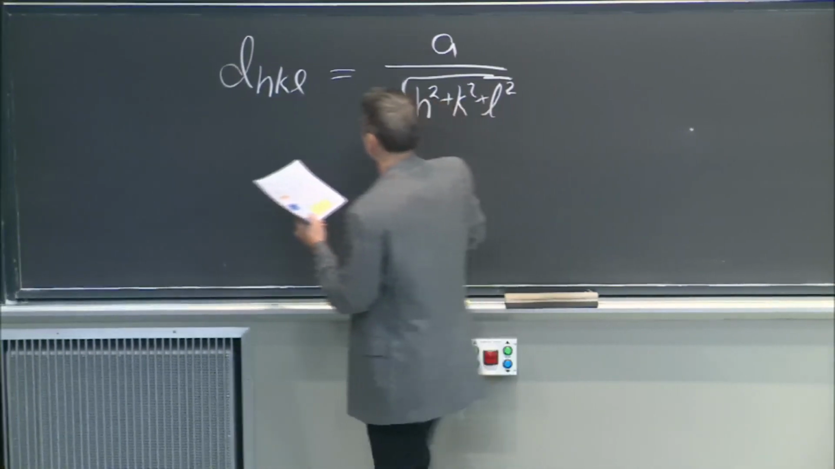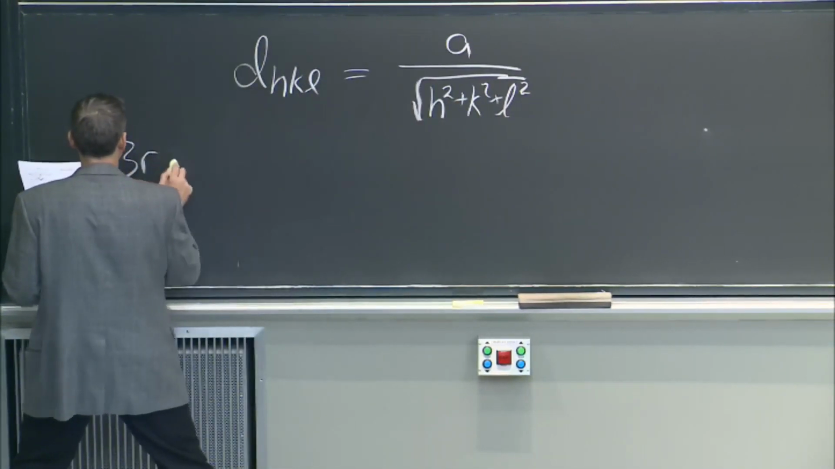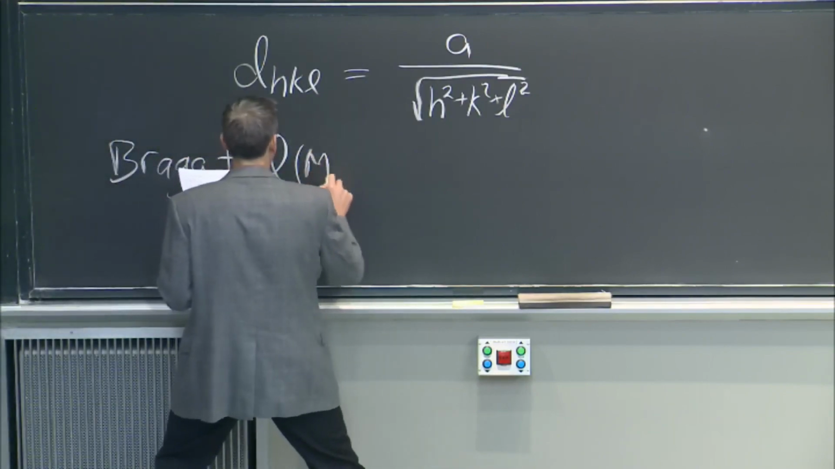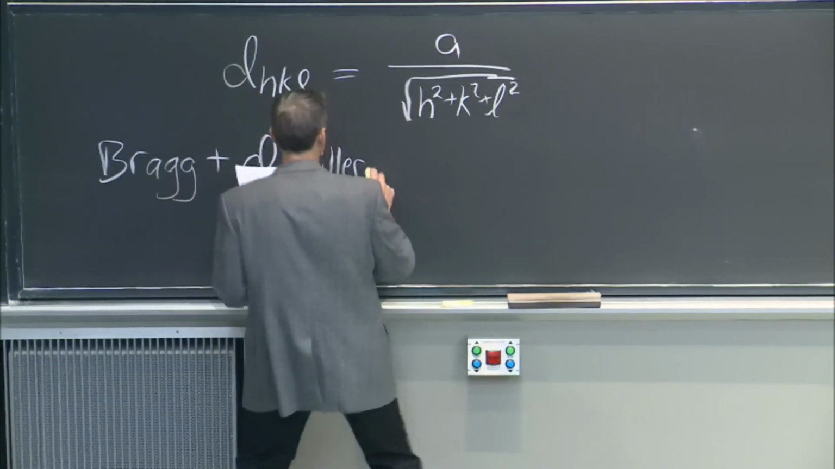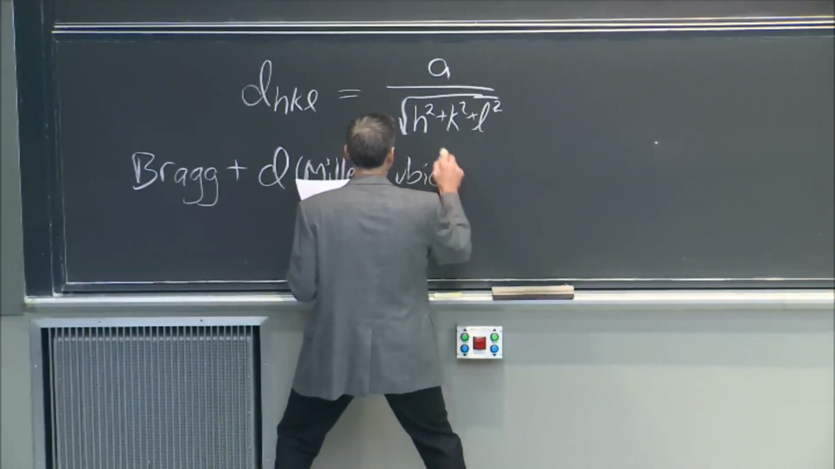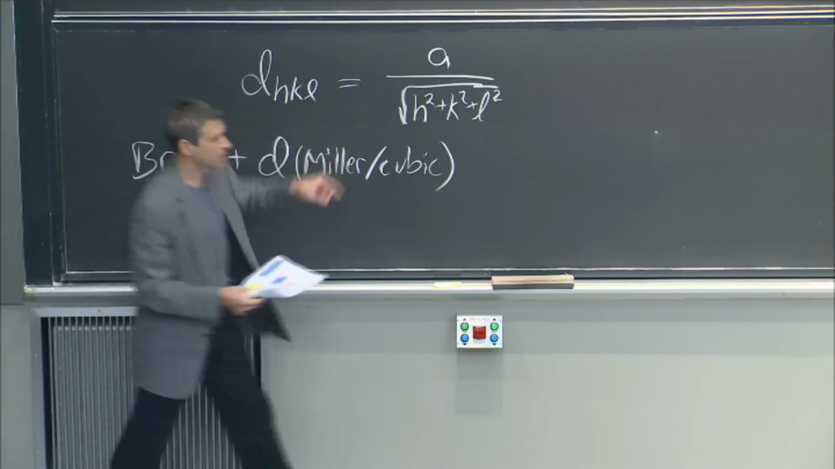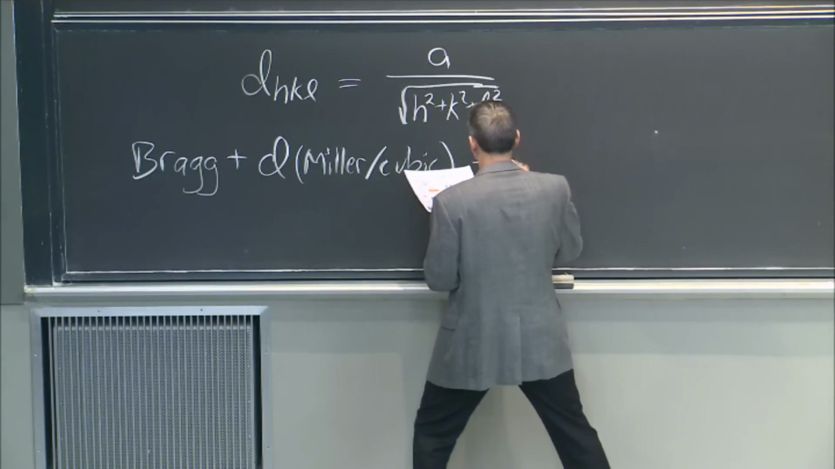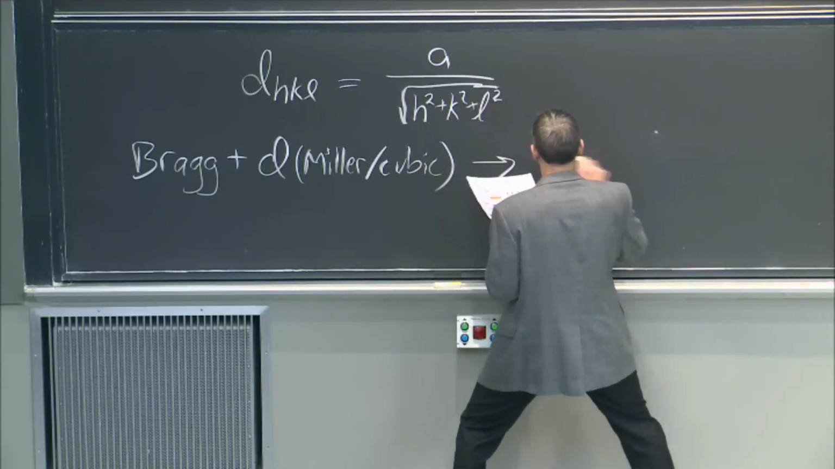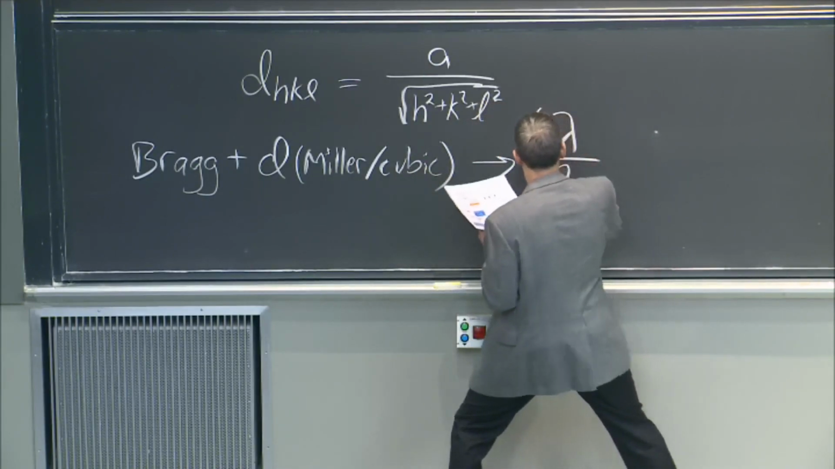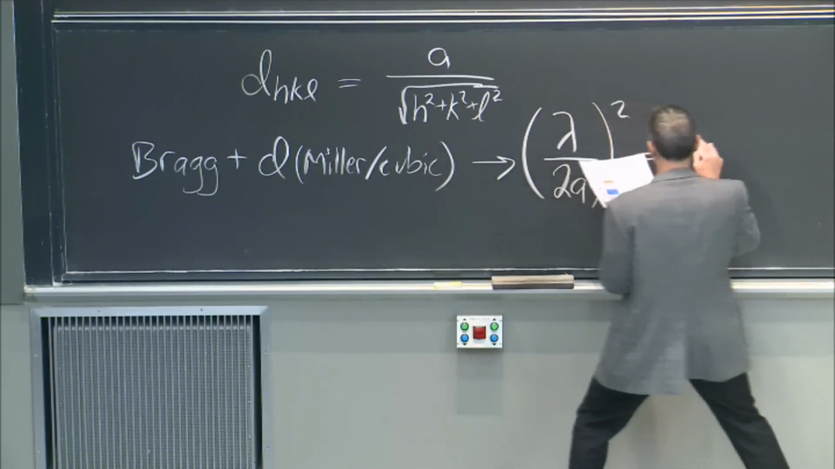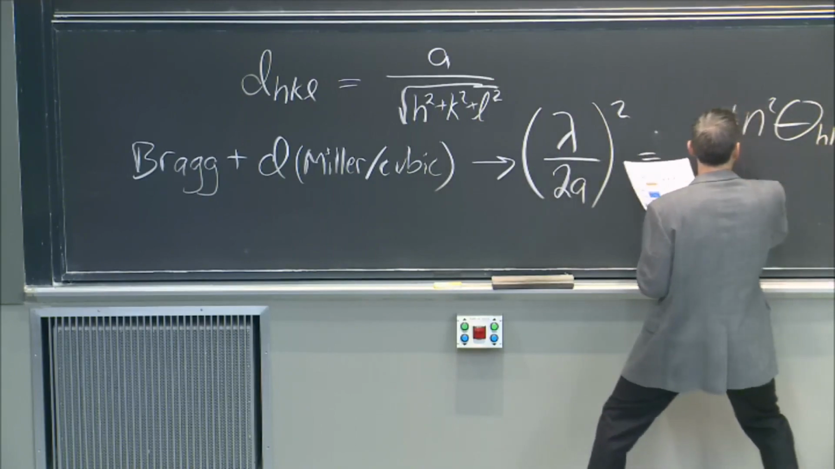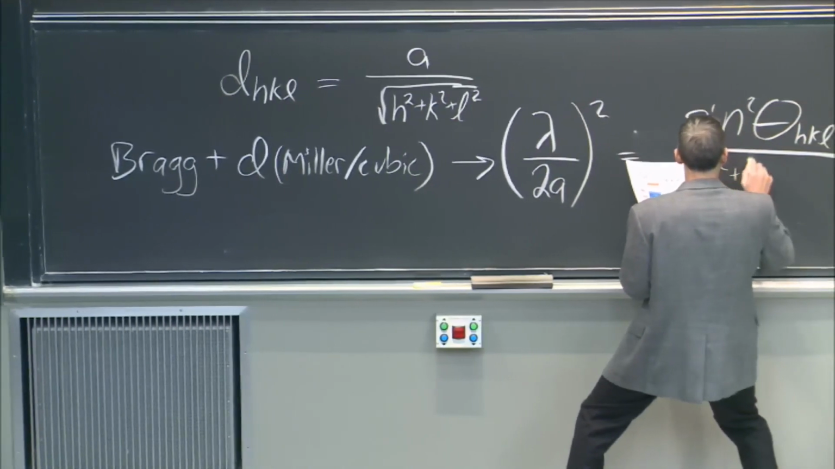So you see, it's kind of Bragg plus Miller. Bragg plus the distance from Miller, cubic. That's what we're really combining here. The distance given by this formula when we talk about Miller planes, that combined gave us this: lambda over 2a, squared, equals sine squared theta_hkl over h squared plus k squared plus l squared.